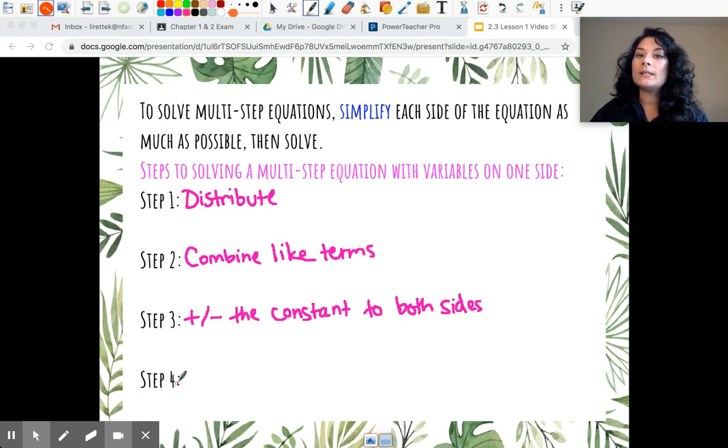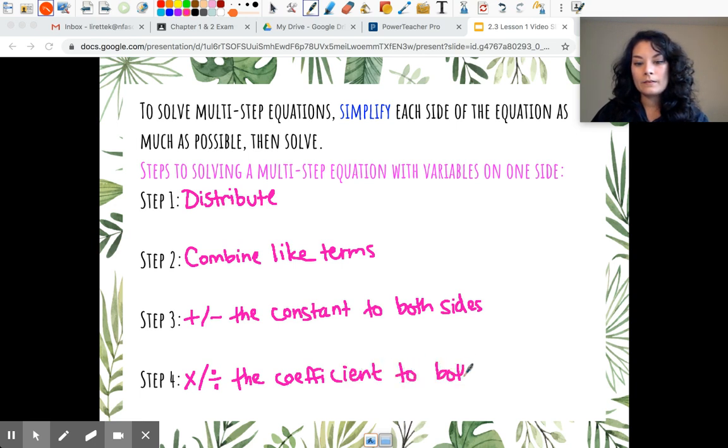And then at that point, it should be a 1-step, which means that we need to either multiply or divide the coefficient to both sides. So in other words, we multiply or divide by the number that's directly touching that variable or is dependent on that variable. Okay, so make sure that you've got all of this information in your notes before we move on. Pause or rewind if need be.